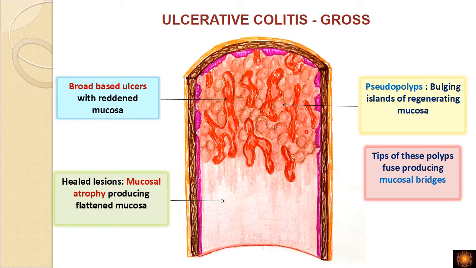Now, in some cases, the tips of the pseudopolyps join together and are called mucosal bridges. This is what we see in the inflamed part or the part where we have active disease. But when we see the healed part, we have complete mucosal atrophy and flattening of the mucosa. We don't find any mucosal folds at all in the healed lesions. So grossly what we have to remember is broad-based ulcers, pseudopolyps and mucosal bridges, with mucosal atrophy in the healed lesions.